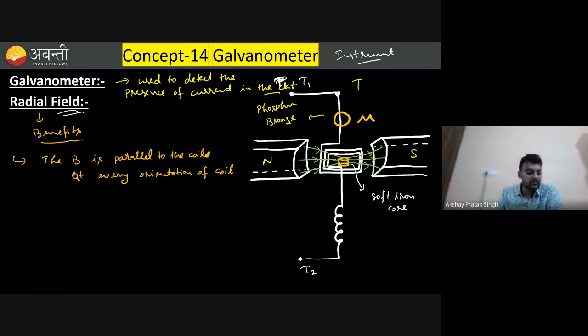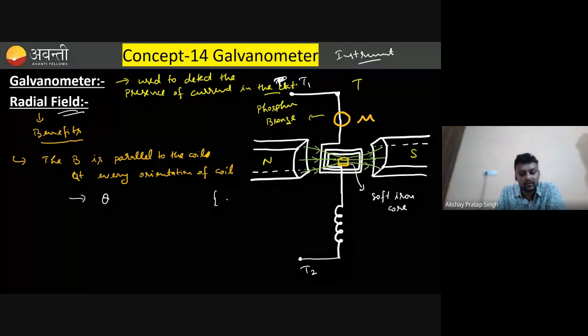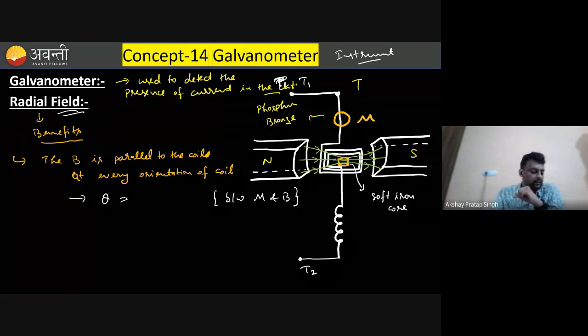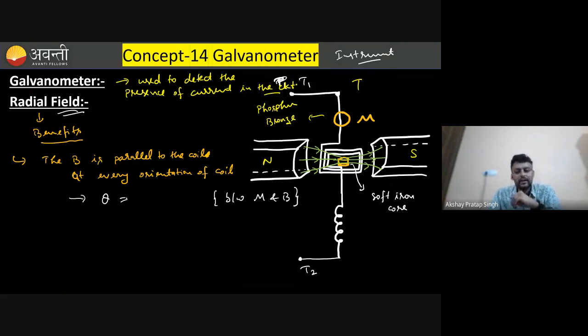Now, just answer me one thing. In that situation, if coil is parallel to the magnetic field, what will be the angle? I am waiting for your response. What will be the angle between magnetic moment and magnetic field? What will be the angle? Can anyone tell me? Can anyone tell me?